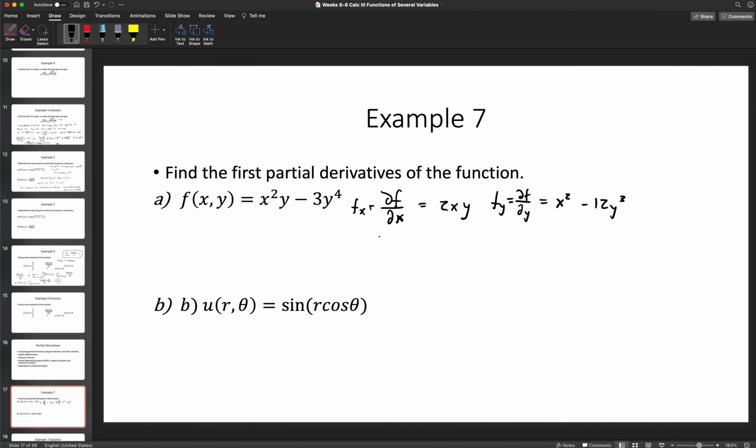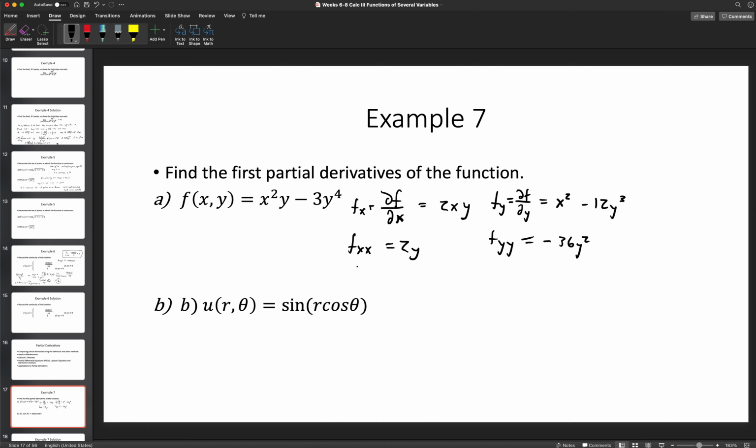It's just more convenient. So if you have to compute second partial derivatives, let's say you did the second partial derivative with respect to x, you do the same process and you just get 2y. If you had to do it with respect to y on this one, you get negative 36y squared.